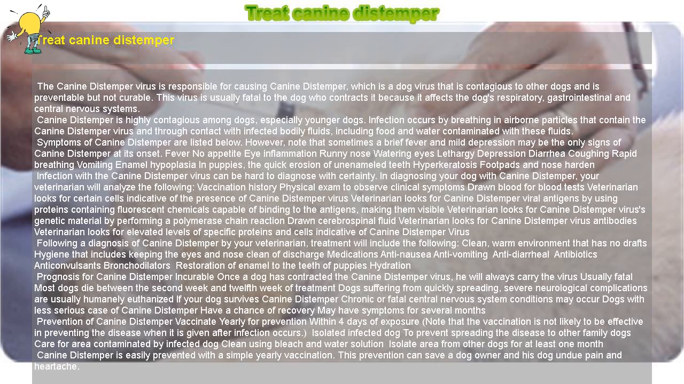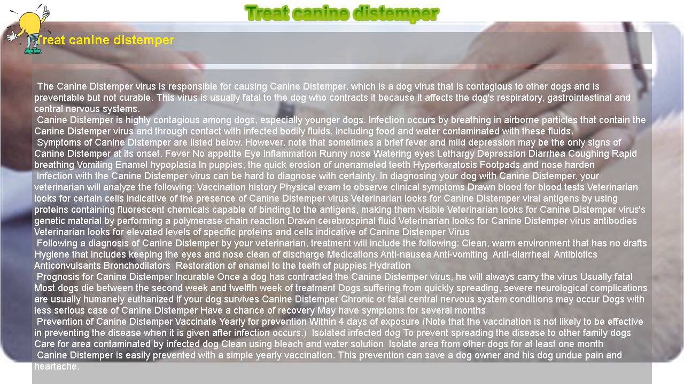Prognosis for canine distemper: incurable. Once a dog has contracted the canine distemper virus, he will always carry the virus. It is usually fatal. Most dogs die between the 2nd week and 12th week of treatment. Dogs suffering from quickly spreading, severe neurological complications are usually humanely euthanized.